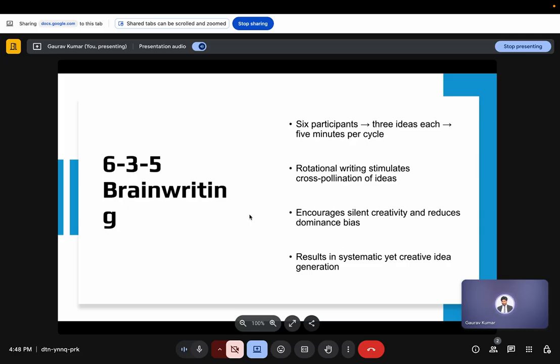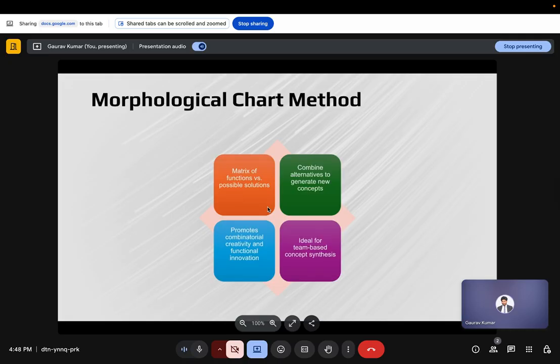Now moving towards the next one: the morphological chart method. We list the functions and enumerate the solution options per function. By combining column choices, we form a concept configuration systematically. This exposes blind spots and invites unconventional pairings.